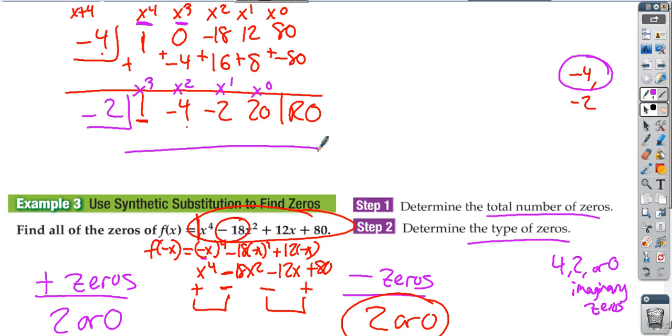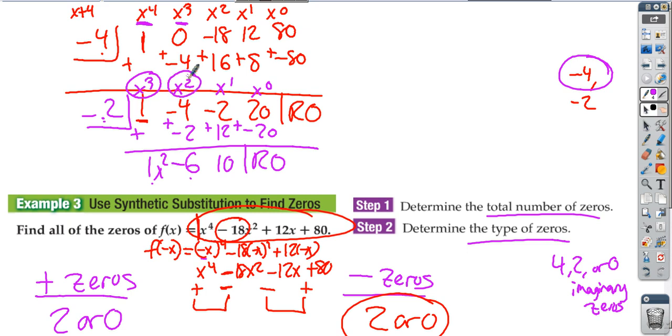So same thing with synthetic division. We'll add these. 1 times negative 2 is negative 2. Add those to get negative 6. Times negative 2 would be 12. Add those to get 10. 10 times negative 2 is negative 20. And again, we get a remainder of 0. This started as x cubed, so now it's x squared. That started as x squared, now it's x, and that's just a number.